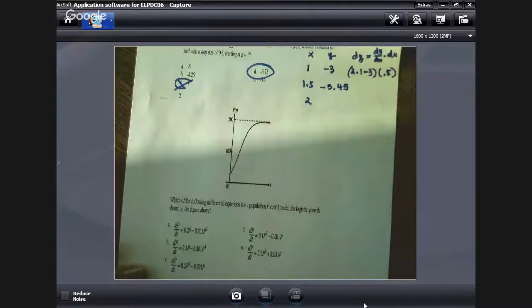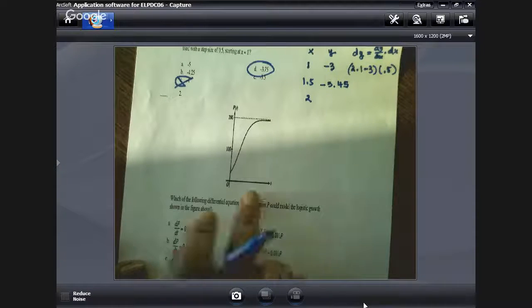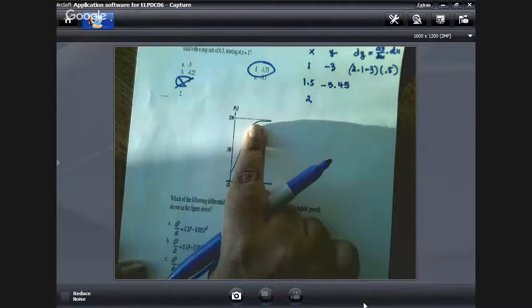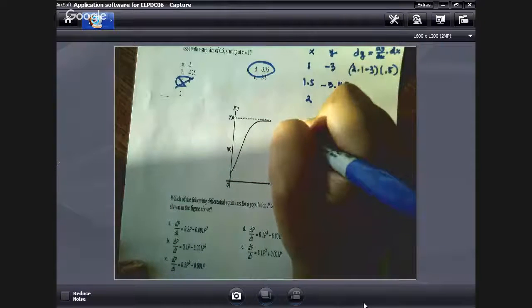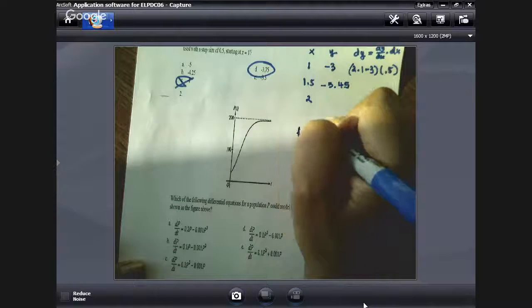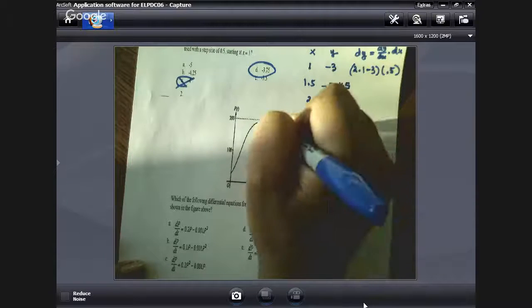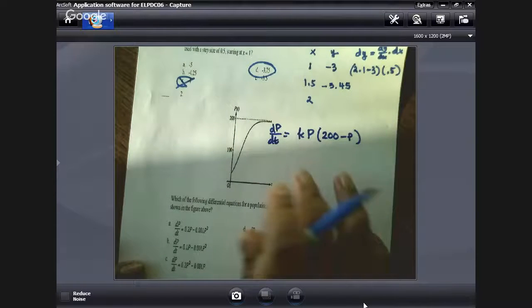And my time's running low, and I want to finish doing this. So, which of the following differential equations for a population P could model the logistic growth function in the figure above? Well, notice that this function has a carrying capacity of 200. So, since there's a carrying capacity of 200, we're thinking k times P times (200 minus P) is my differential equation. Some constant times this.